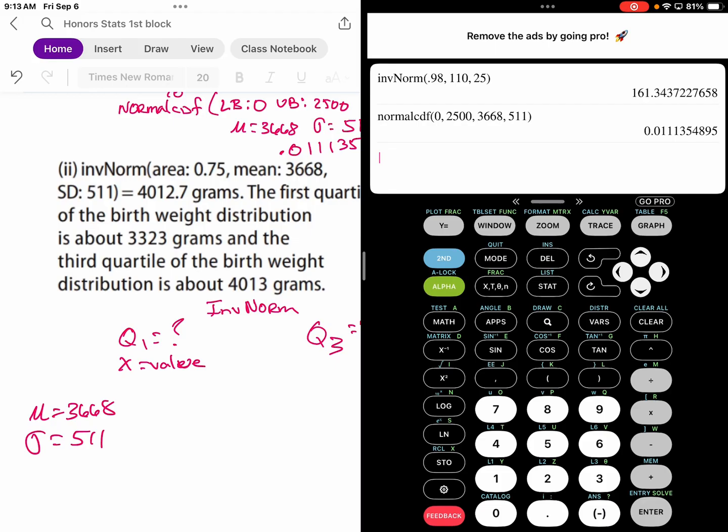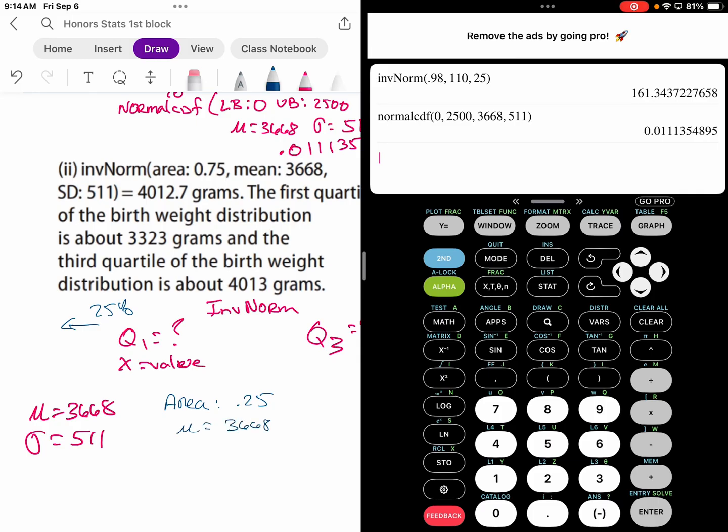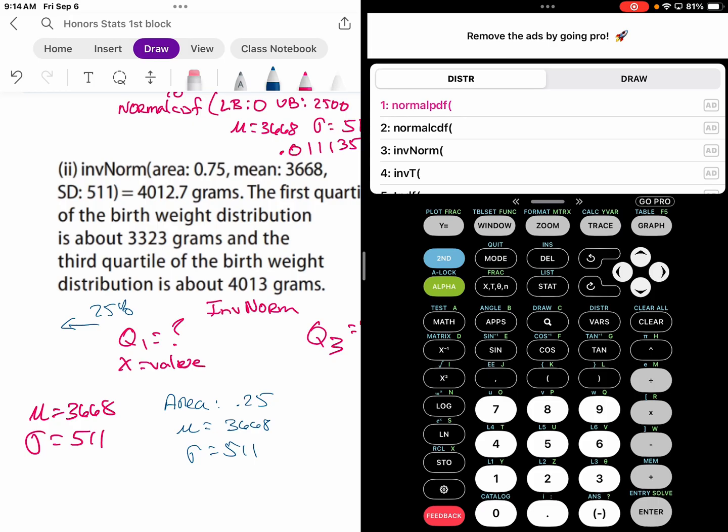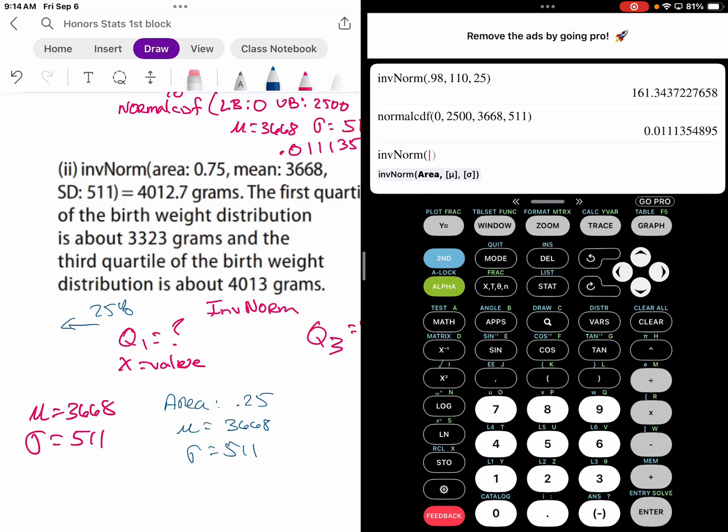So now let's go in and do our inverse norm. This is where we have to remember what percent is associated with quartile 1. Yeah, 25%. So quartile 1 is associated with 25% to the left. So that means my area is going to be 0.25. My mean is 3,668. My standard deviation is 511. So we go second, vars, and inverse norm, and then we type in 0.25, comma 3668, comma 511.